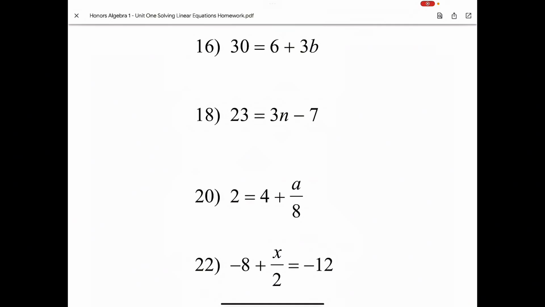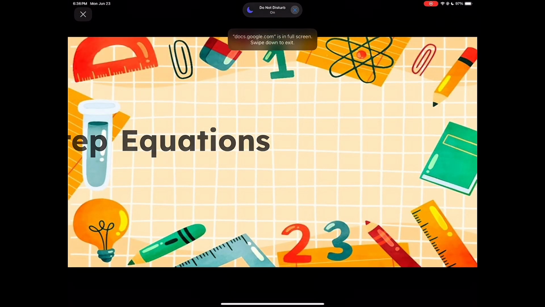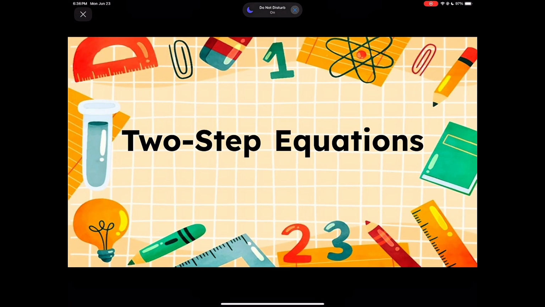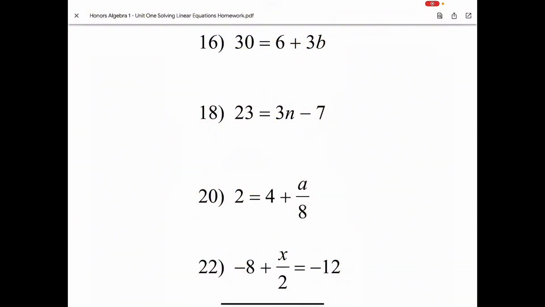Today's episode is about two-step equations, because that's what you need to be in school, in life, and in equations. So, what are two-step equations? A two-step equation is just that, an equation where you need two steps to isolate the variable.